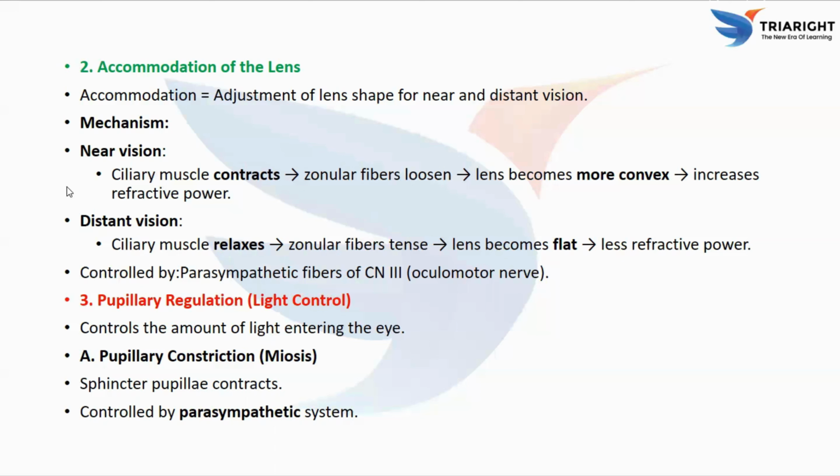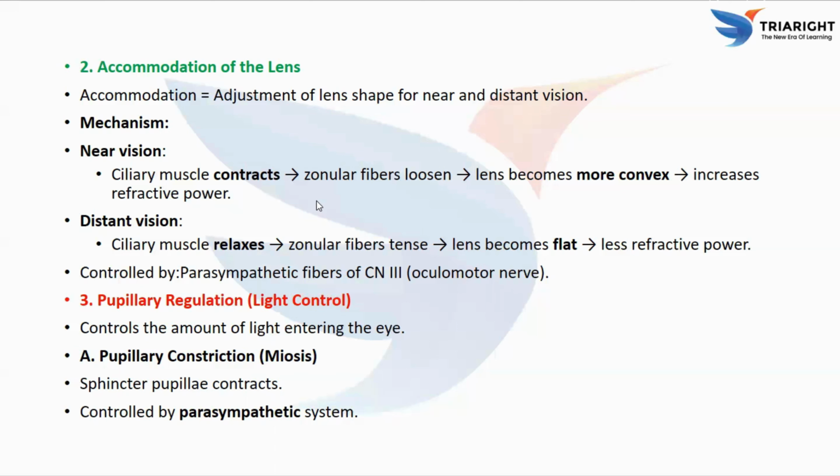Whereas in the case of distant vision, what is the goal? To make the lens flatter to reduce the refractive power. Then what is the process? The ciliary muscle relaxes. This makes the zonular fibers become tense, pulling the lens, and then the lens becomes flat and the refractive power decreases, which is good for distant objects. Always remember, if the ciliary muscle is relaxed, it results in a flat lens and distant vision. This is controlled by the parasympathetic fibers of the third cranial nerve. This nerve controls both the ciliary muscles for accommodation and also the pupillary muscles.